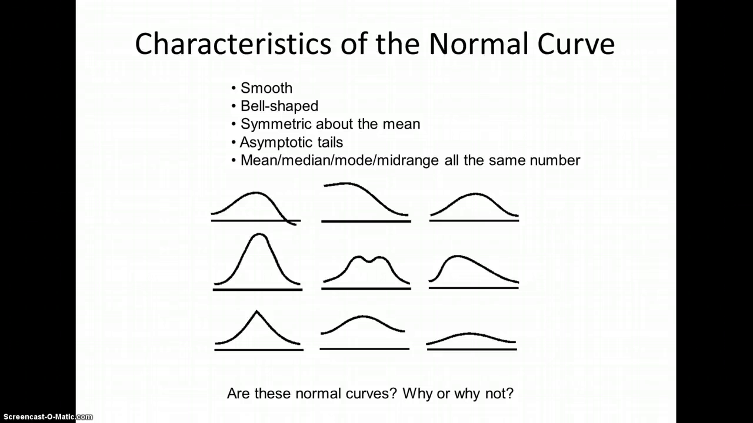Look at these 9 curves. Which of these are normal curves? If they aren't normal, then which of the characteristics do they not have?